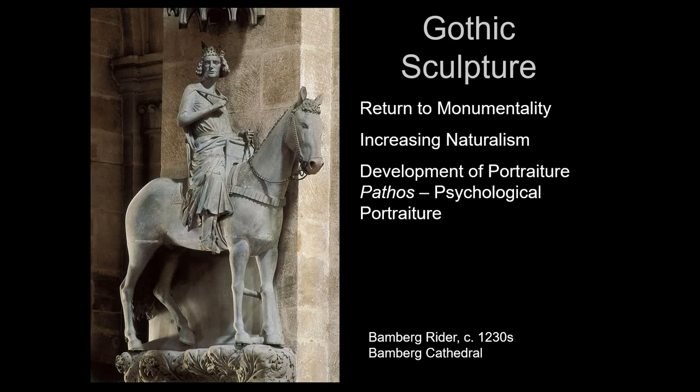We also start to see pathos, this kind of sense of intense emotion, the kind of emotion that we saw entering in the classical and the Hellenistic period. And so we have things like this, for example. This is the Bamberg Rider. This is in Bamberg Cathedral. We're not exactly certain of the identity of this person. He's clearly a king. But notice that the features are very individuated. He is not just your typical kind of sculpture. He is meant to be recognized as an individual.